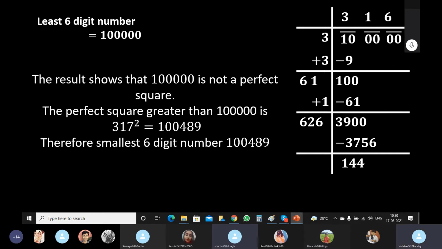The question has asked for the number. If they had asked what should be added, then what was the number? 489. Yes or no? Yes, ma'am. But in this question, they have just asked the number.